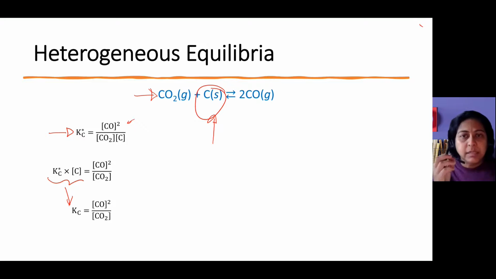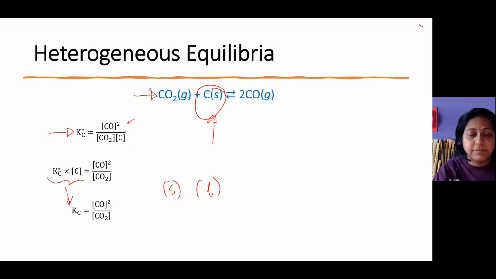Therefore, the components with solid phase or liquid phase are not included. They do not need to be included in the equilibrium constant expressions, because the concentrations of a solid unit and a liquid unit are also a constant. So we do not include those in the equilibrium constant expressions.